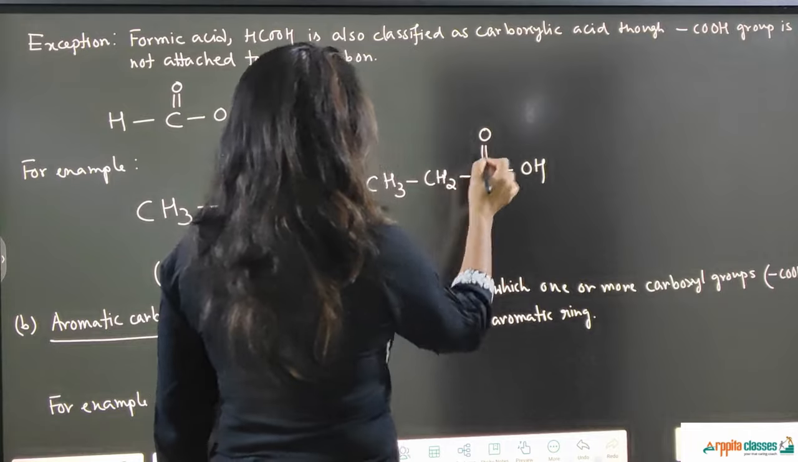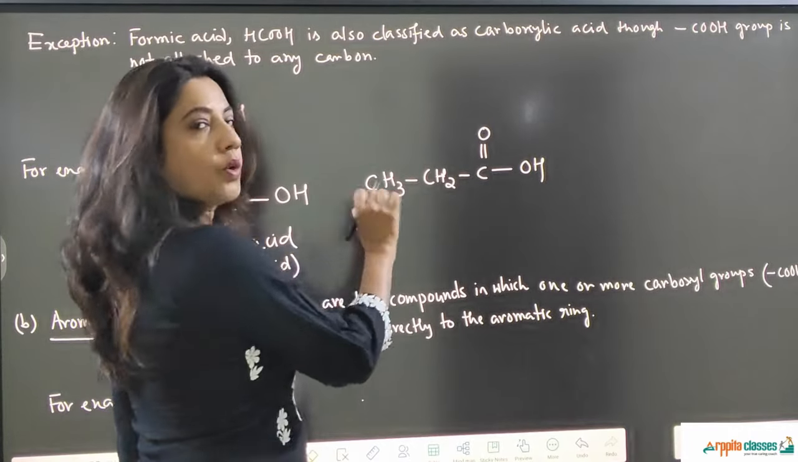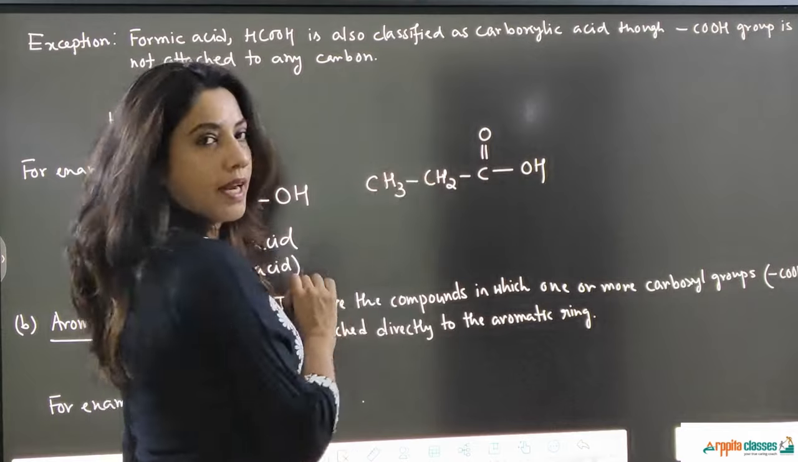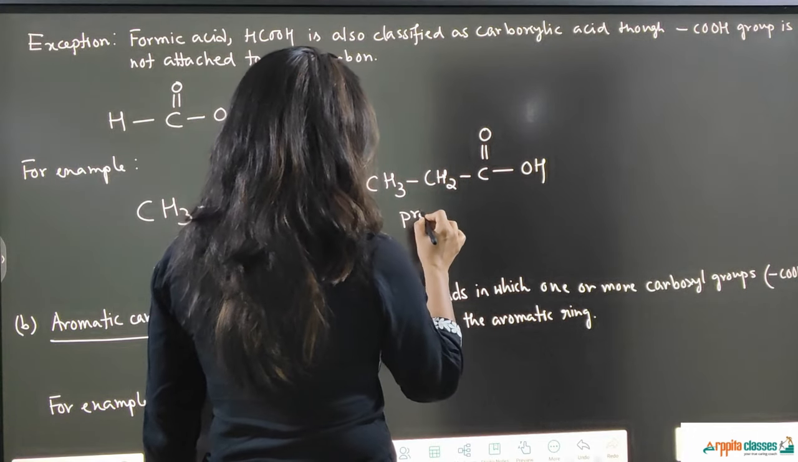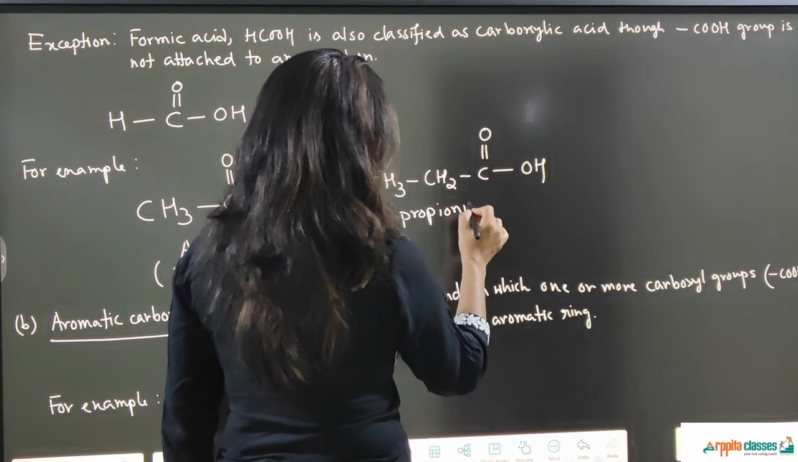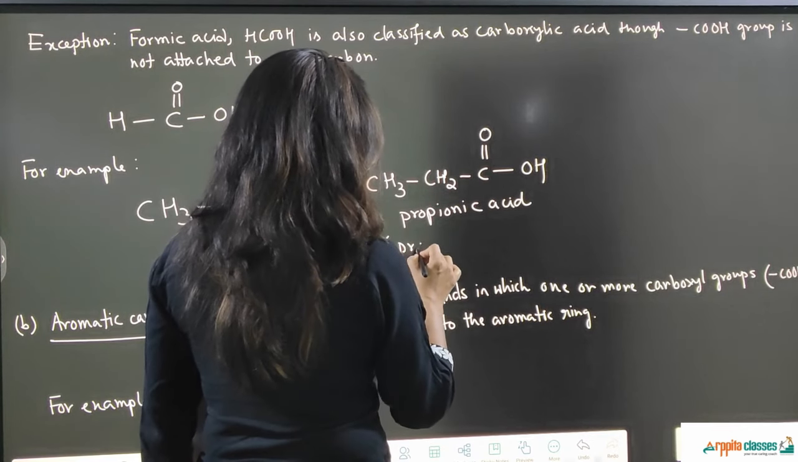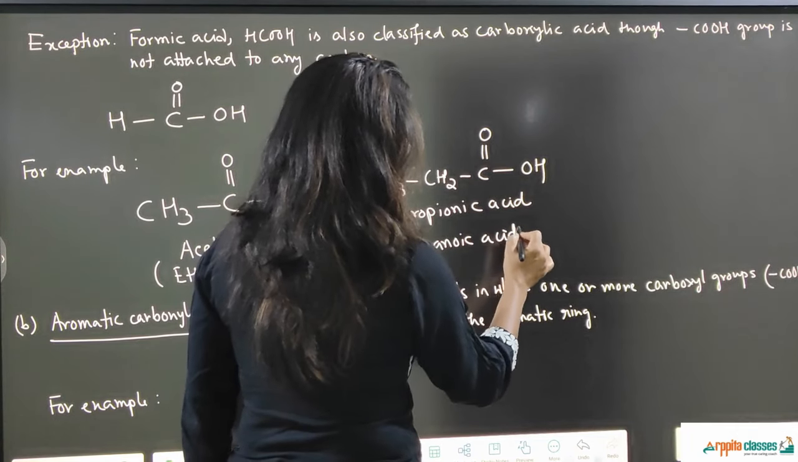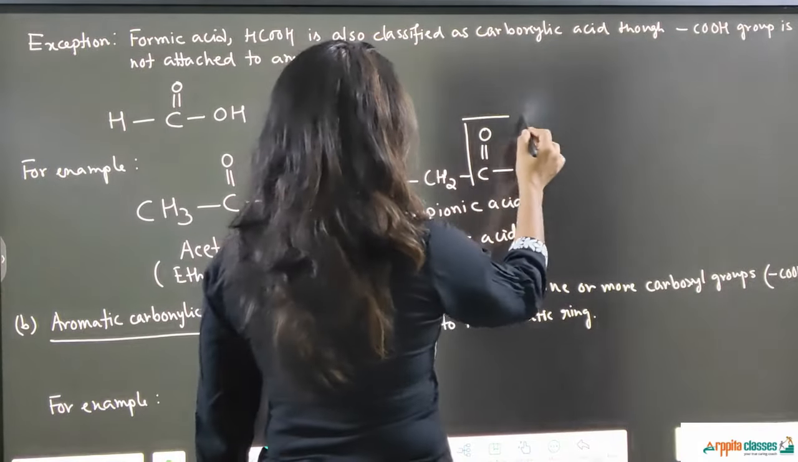CH3CH2COOH. So here again the COOH group, carboxyl group, is attached to an alkyl group. This alkyl group is called an ethyl group. So the COOH group is attached to an ethyl group. So it is an aliphatic carboxylic acid, and the name of this acid is propionic acid. That's a common name. The IUPAC name is propanoic acid. Okay. In this case also we have to notice that the COOH group is always terminal.